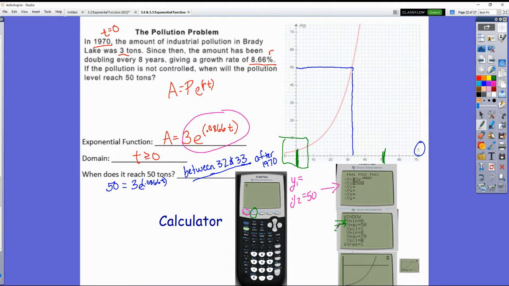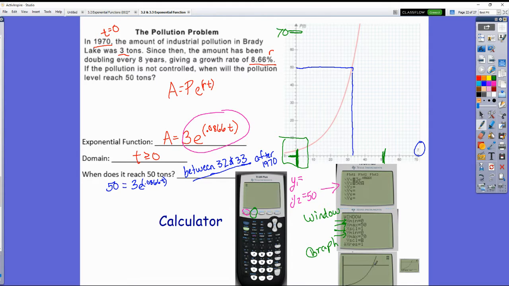And then Y-min and Y-max, I want to see this here, so I'm going to go from 0. I want to go past 50, so let's go all the way up to 70. And then now you can press the graph button. So change your window and then press graph. Your graph should look like the picture down here at the bottom of the screen.